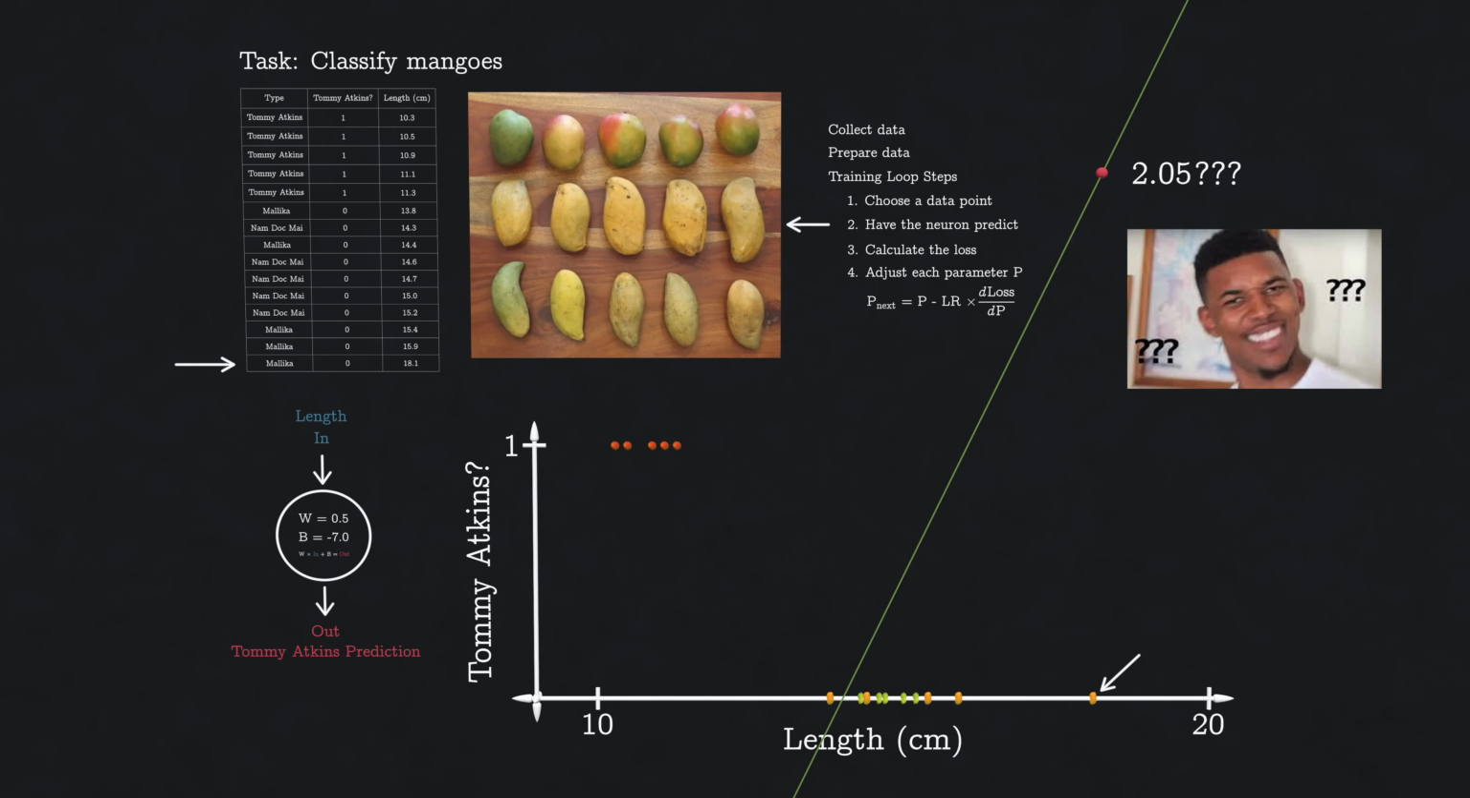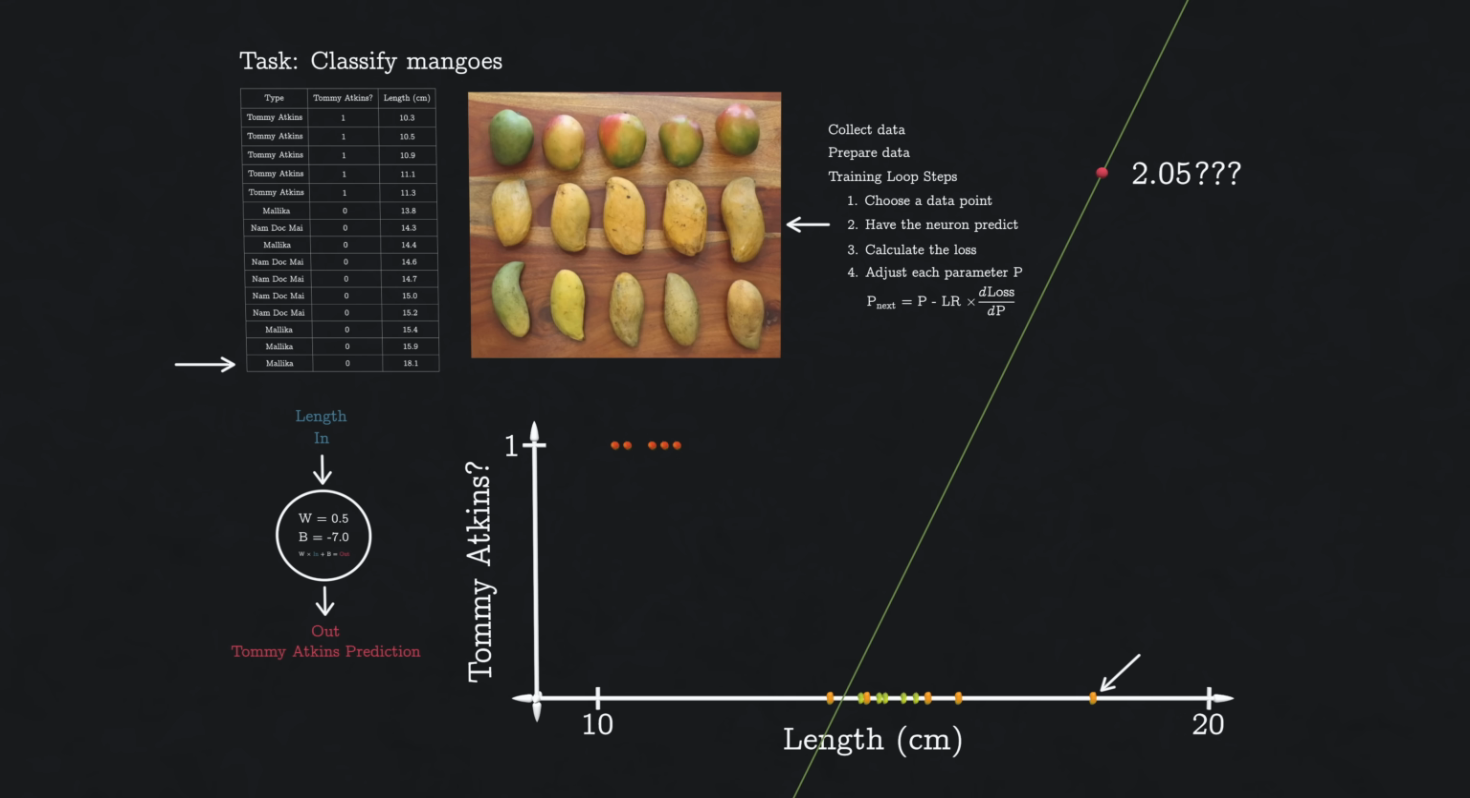Well, I don't know. The issue is that the neuron can output any number from negative infinity to positive infinity, but our data has values from 0 to 1. So we need to figure out a way to map from one system to the other. There's lots of ways we could do that mapping, but a common way that'll work out is to use a function with a great name called a sigmoid.